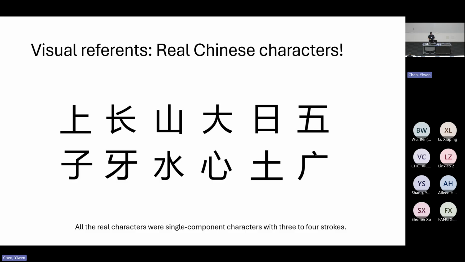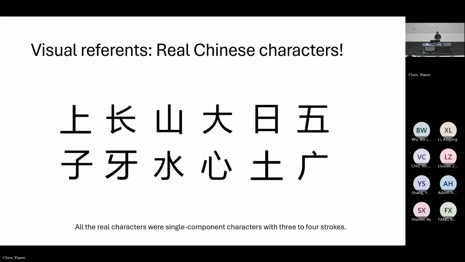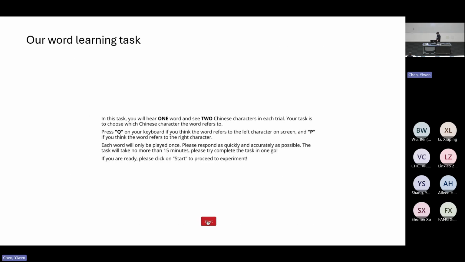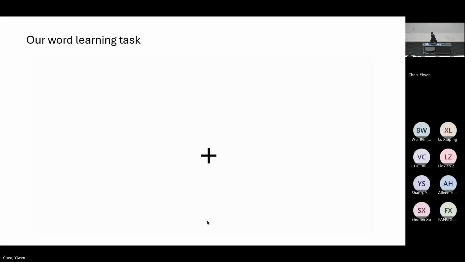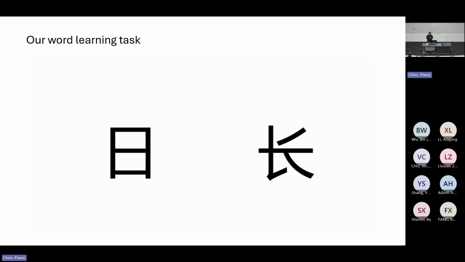But each of these characters, which has a real meaning, of course, is associated with one of these pseudo words. Okay, that's essentially what we're doing. And as I said, we do this to control for what people have learned. Good. The task is very simple. Left or right character. Left or right.